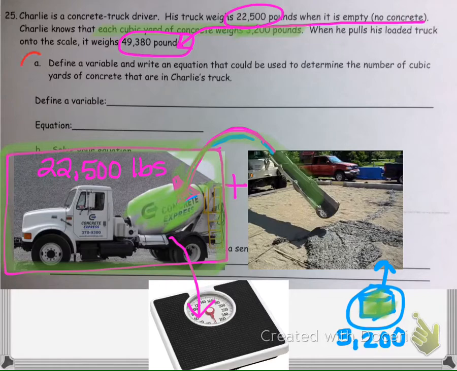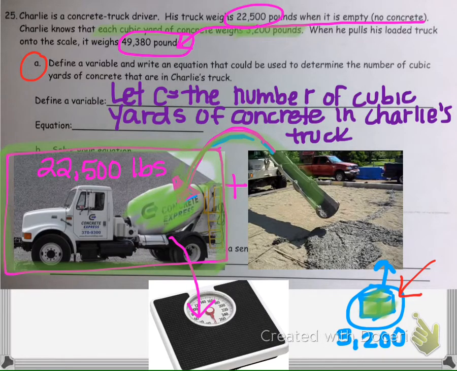Part A says, define a variable and write an equation that could be used to determine the number of cubic yards of concrete that are in the truck. So that is going to be our variable. Let C represent the number of cubic yards of concrete in Charlie's truck. It would be wrong if you put let C equal concrete. That doesn't tell me what it means. Is it the cost of the concrete? The number of yards? I don't know. So we have to be more specific.